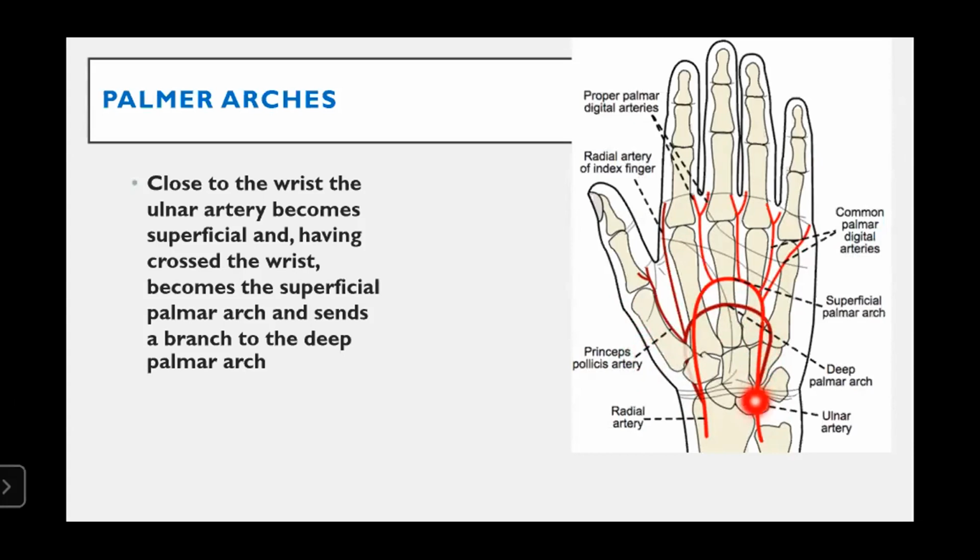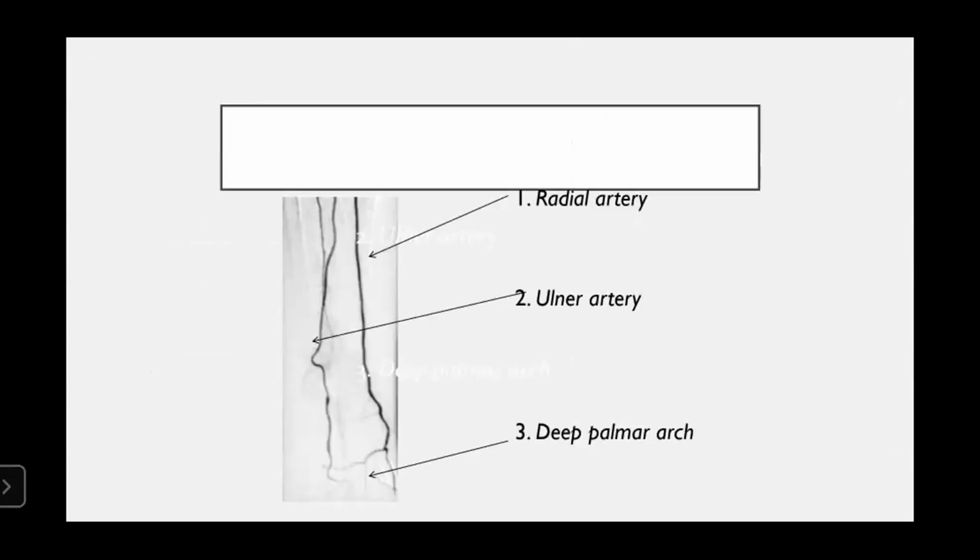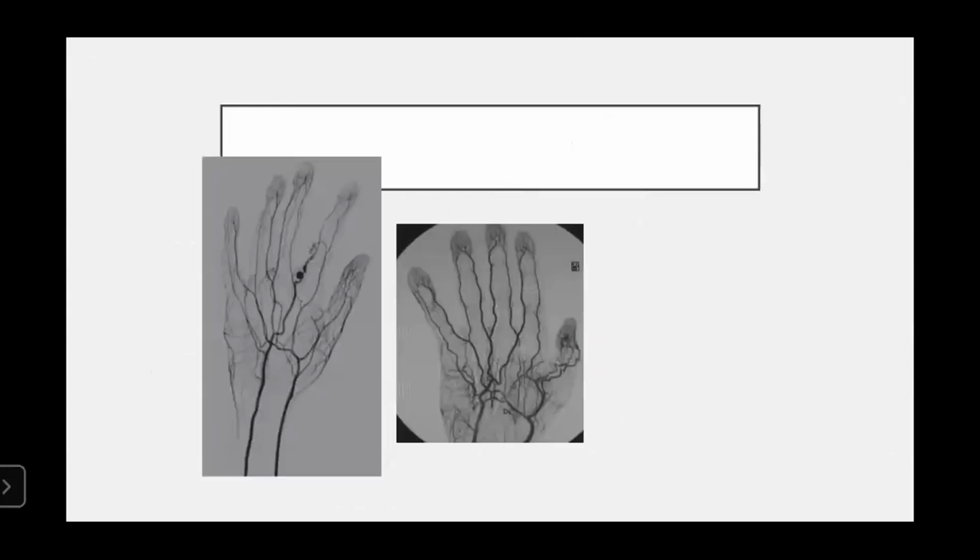The ulnar artery is larger and deeper. At the wrist joint it becomes superficial and gives a branch to the deep palmar arch, then forms the superficial palmar arch, which gives branches to the fingers. This angiography shows the radial artery, the ulnar artery, and here the deep palmar arch. This shows the small arteries in the fingers.